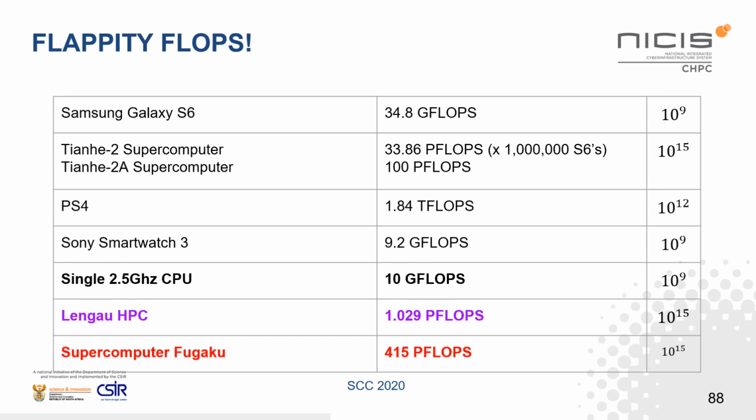This table shows a few comparative flops for some mainstream devices, as well as 3 HPCs. Tianhe 2 was formerly the fastest HPC system in the world, and the current title belongs to Fugaku, which is listed at the bottom of this table. Lingao is also included for comparison to Fugaku.